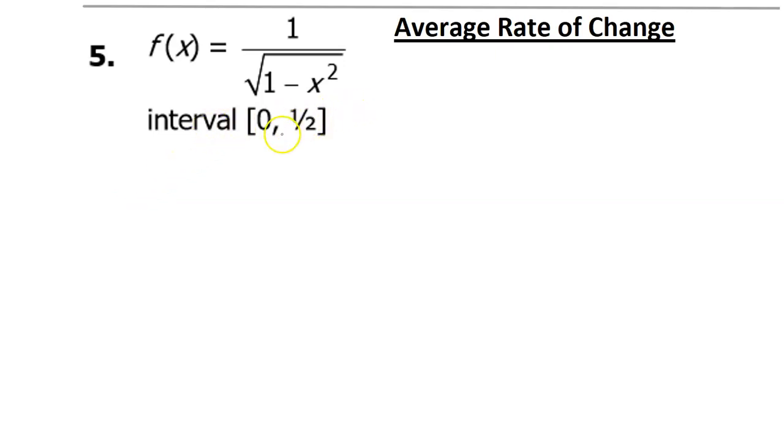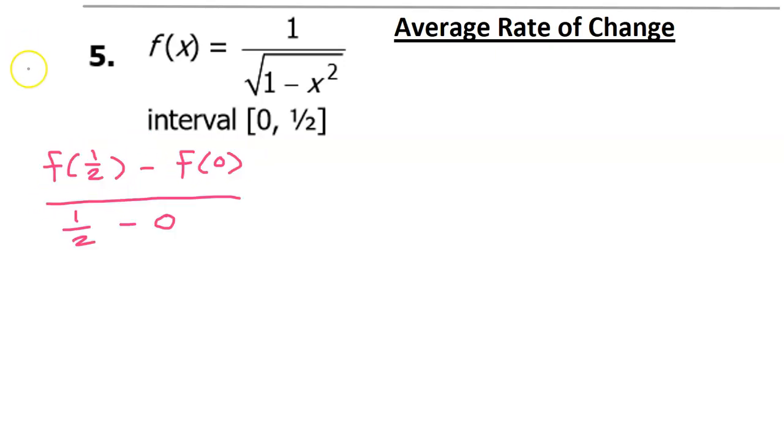Problem number 5, last one. Let's set up the average rate of change on the interval from 0 to 1/2. Remember, this is the old school slope. We're just doing y minus y over x minus x. So here is the setup.